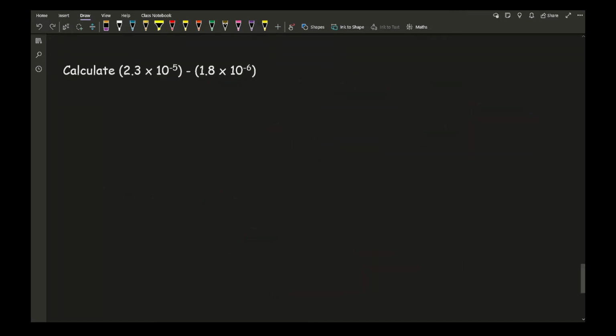So if we look at this particular question, again what I'm going to do is convert this number so that it's to the power of 10 to the power of minus 6. So I've got 2.3 times 10 to the power of minus 5, and what I want to do is get that power to minus 6. So what I need to do here is divide by 10, so what I need to do to this number is times by 10. So that's going to be 23 times 10 to the power of minus 6.